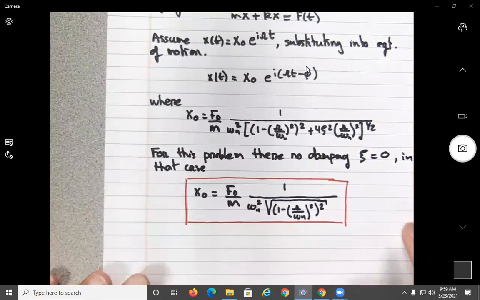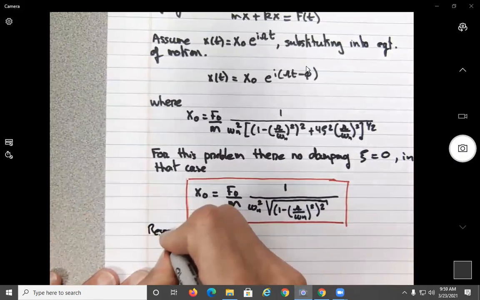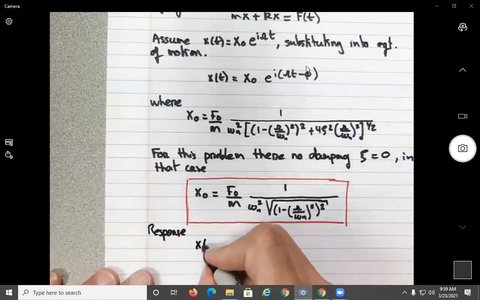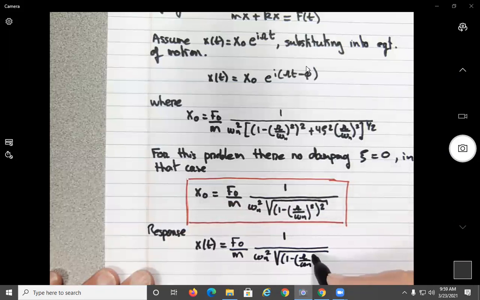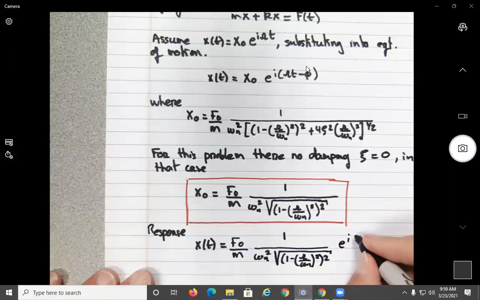So basically, what does that mean? That the response x of t is given by F sub naught over m, 1 over omega n squared, of 1 minus (capital omega over omega n) squared, and then e^(i(omega t minus phi)). So this is the value of the response, okay?